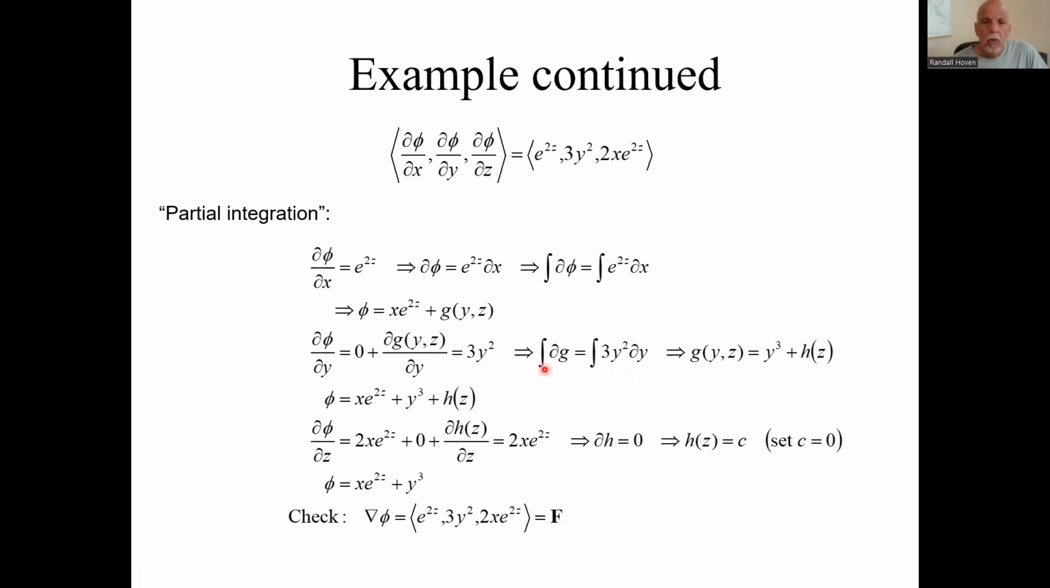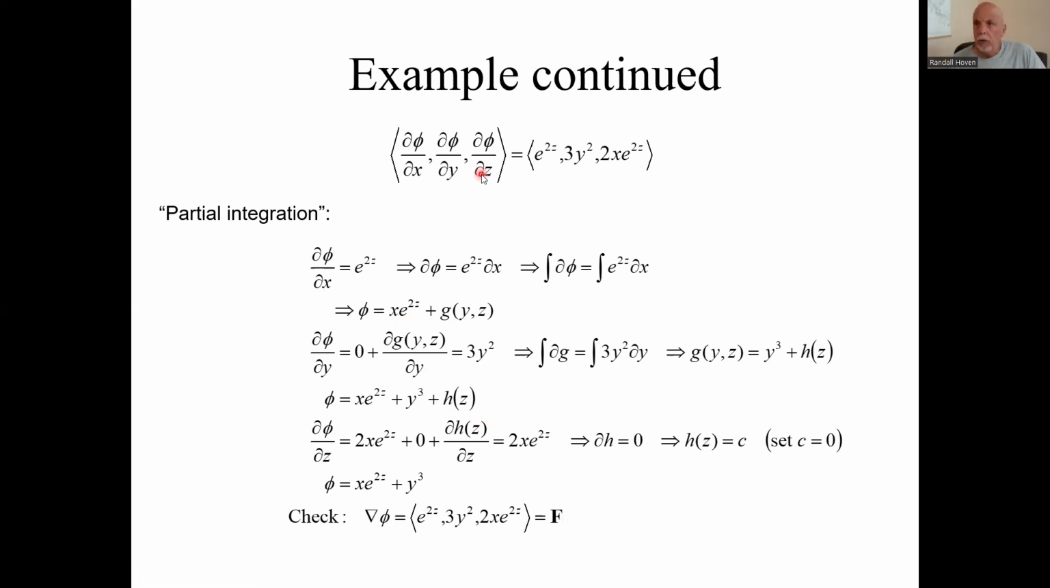Got that. This guy will just be g. And this will be y cubed, plus a constant of integration, which is now just a function of just the one remaining variable, z. So that's what this g was. Phi at this point is x e to the 2z plus y cubed plus h.